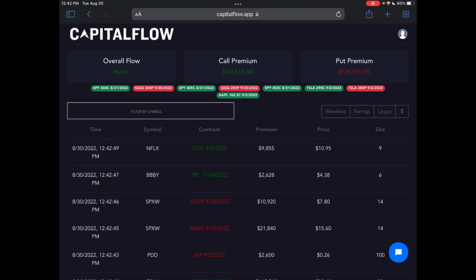Okay, so first I want to talk about what Capital Flow is. So Capital Flow is an options flow service. So what that means is it's going to allow you to see what some of the wealthiest option traders are buying in the stock market in real time.